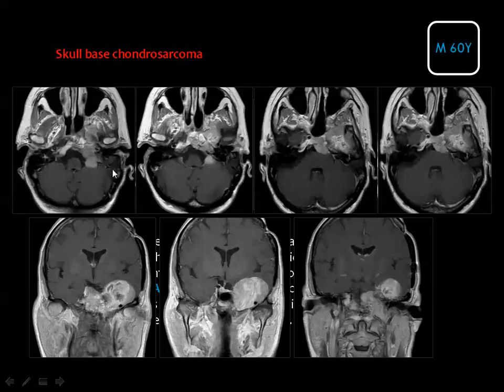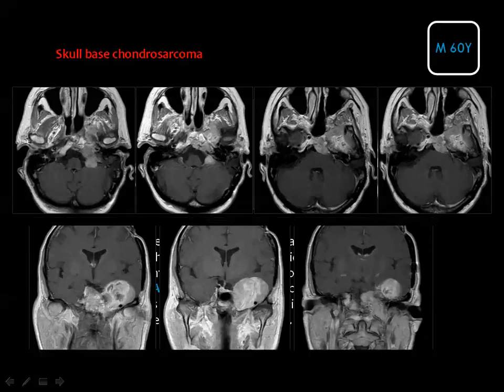And here are the post-contrast axial images. You see the components of the lesion, the involvement of the infratemporal fossa, as well as the pterygoid muscles, the extension intracranially in the temporal lobe, which is better seen in the coronal images.